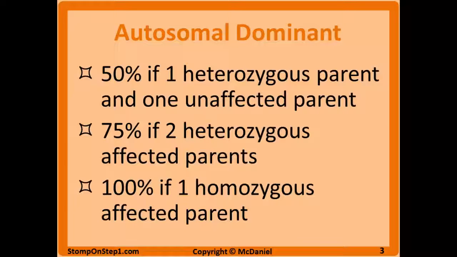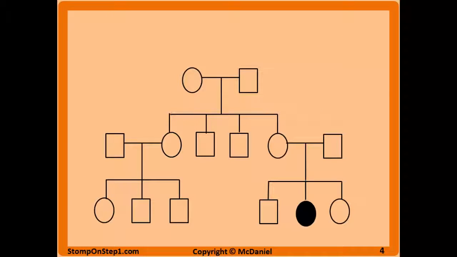And then if you have one homozygous affected parent, 100% of the kids are going to be affected, even if the other parent is homozygous unaffected. Here's another pedigree we can work through and try to figure out what type of inheritance it is.